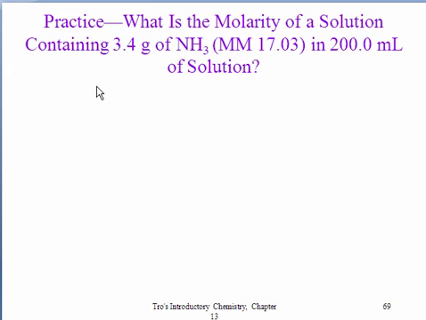So let's look at some practice. What is the molarity of a solution containing 3.4 grams of ammonia, and the molar mass is given here as 17.03, and the units are grams per mole, in 200 mils of solution? Go ahead and pause the slide, see what you get, and then I'll go over it.